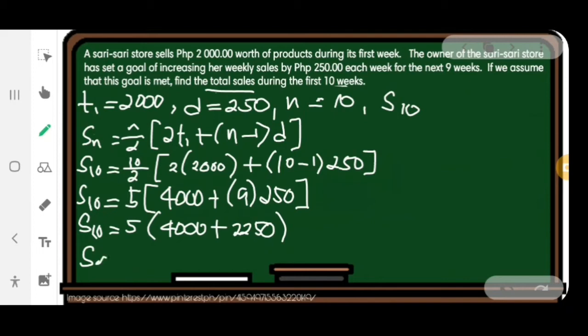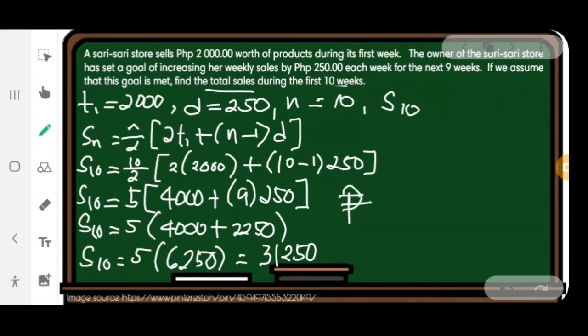So S sub 10 is equal to 5 times 4,000 plus 2,250 is 6,250. Now S sub 10 is equal to 5 times 6,250 is 31,250. That means the total sales during the first 10 weeks is 31,250 pesos. Now let us go to another solution.